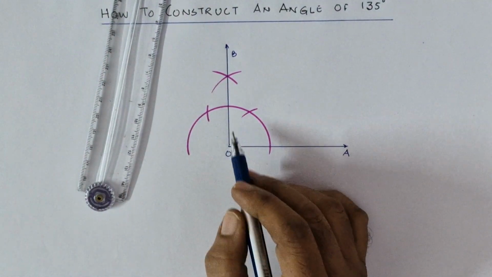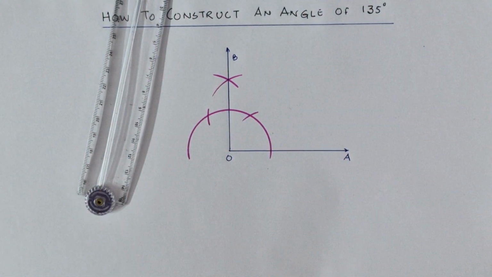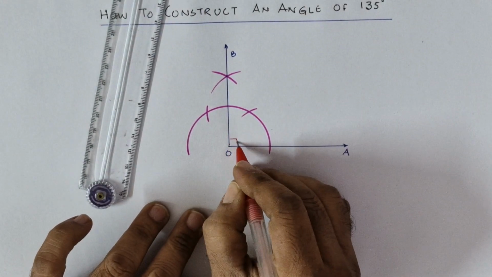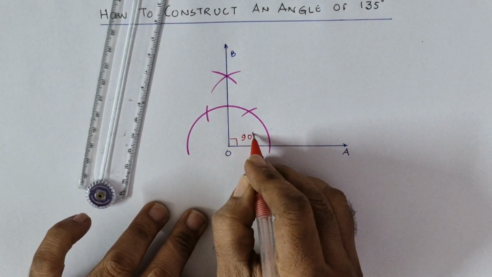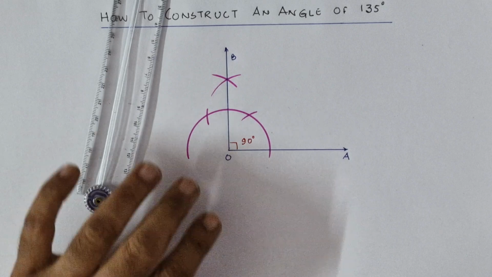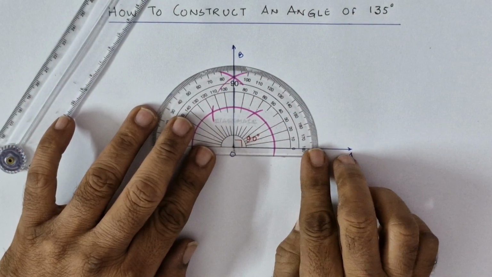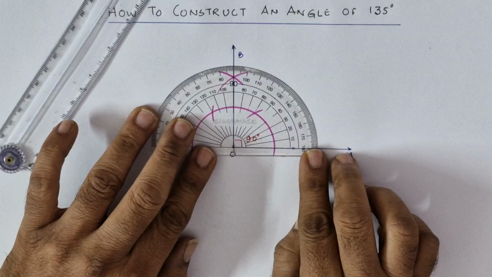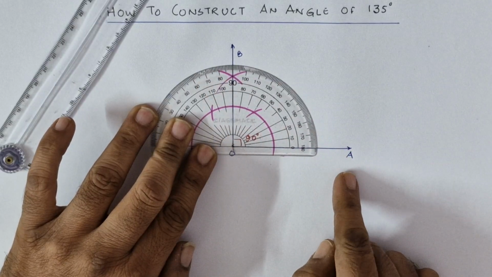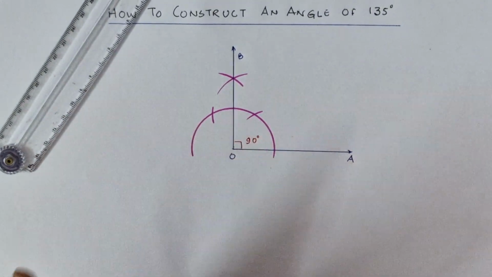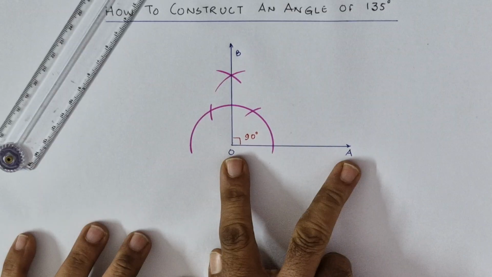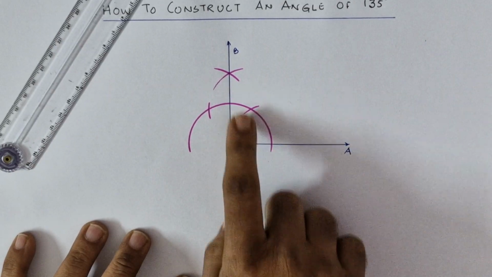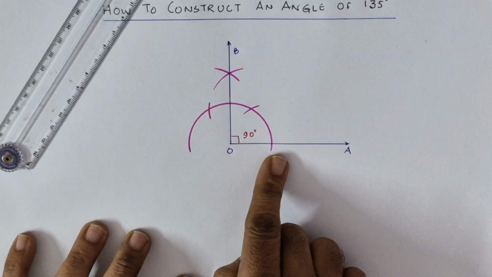Now what we have here is a 90 degree angle. Let's now place the protractor and see, it's 90, right? So the first step that we have covered is that we had an arm AO, O being the vertex, and from O we have constructed an angle of 90 degrees.